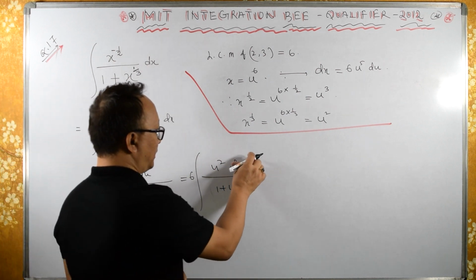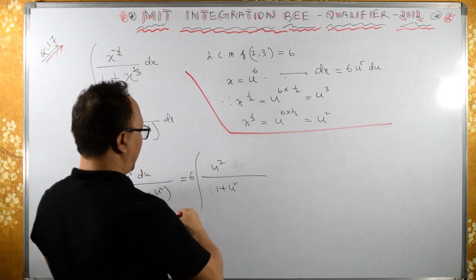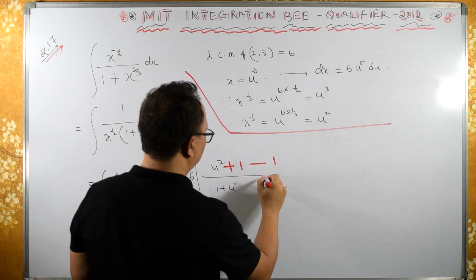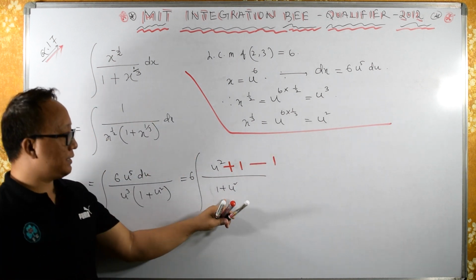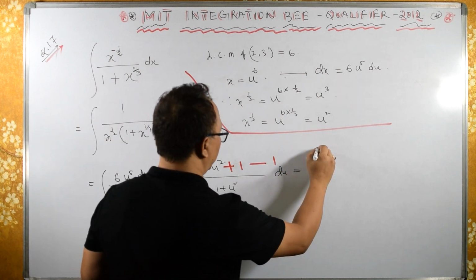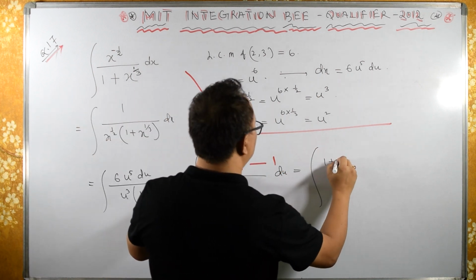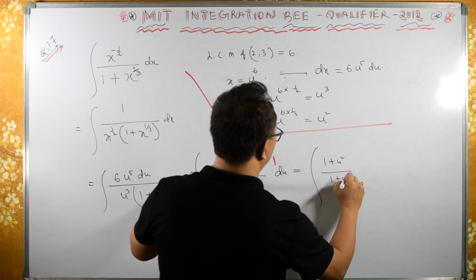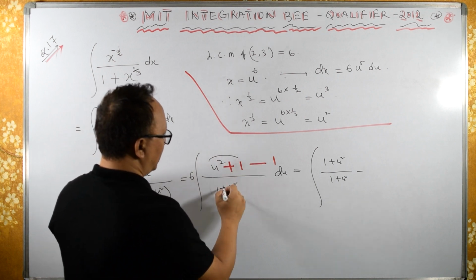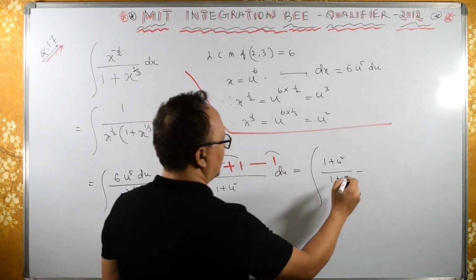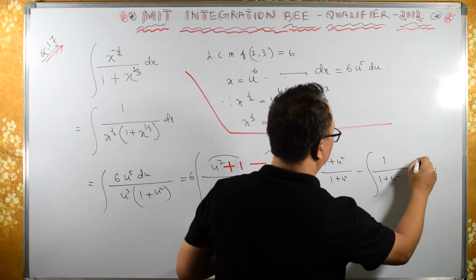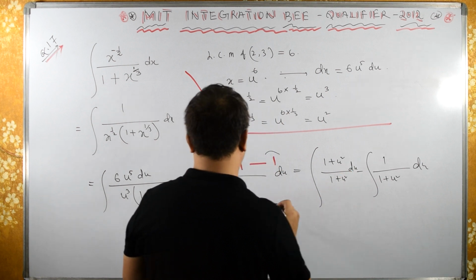So I can adjust plus 1 as well as minus 1 here. Why? Because in the denominator I can see 1 plus u square. So the integral du is equal to the integral of 1 plus u square upon 1 plus u square minus, separating this upon this and this upon this, 1 upon 1 plus u square du, here also du.